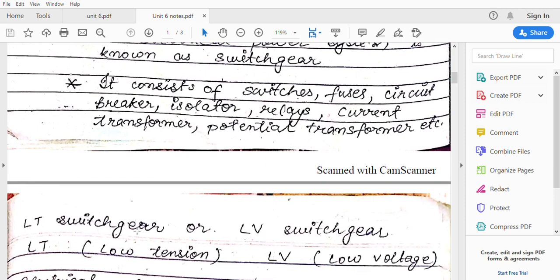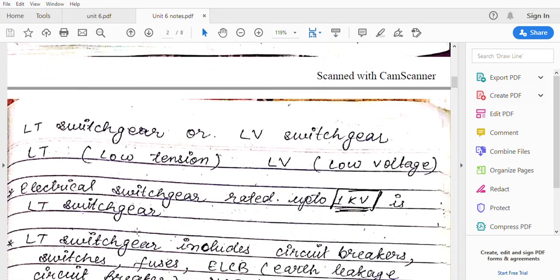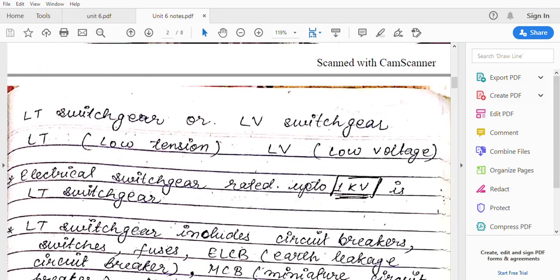So in our syllabus we have LT switchgear. LT switchgear is also known as LV switchgear. LT means low tension and LV means low voltage. So these two are the same thing. The electrical switchgears which are rated up to 1 kV are known as LT switchgear, meaning whose voltage rating is 1 kilovolt.